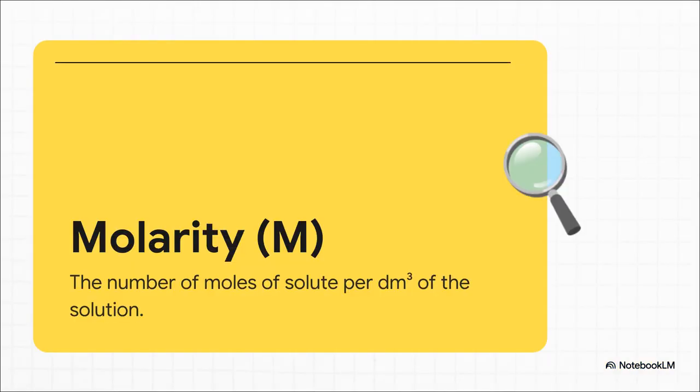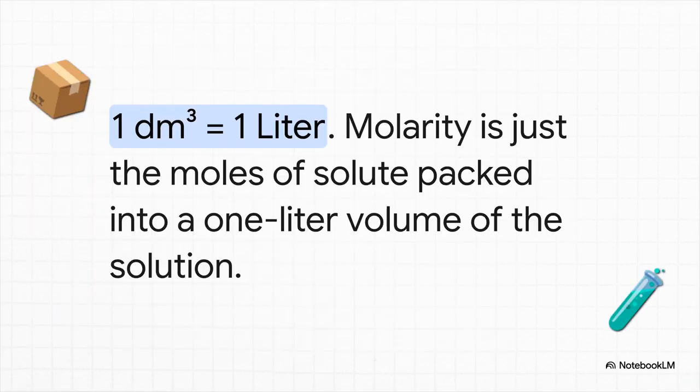So here's the official textbook definition. But don't let it scare you. Let's break it down. A solute is just the stuff you're dissolving, like salt is the solute when you dissolve it in water. A mole is just a specific number of atoms or molecules, kind of like how a dozen means 12. And a cubic decimeter, that's just a fancy way of saying 1 liter. So to put it really simply, molarity just tells you how much of your stuff is packed into a 1-liter container of your mixture. It's a ratio of stuff to space.